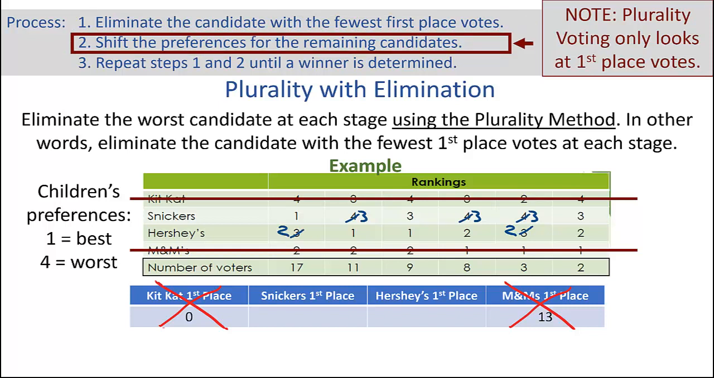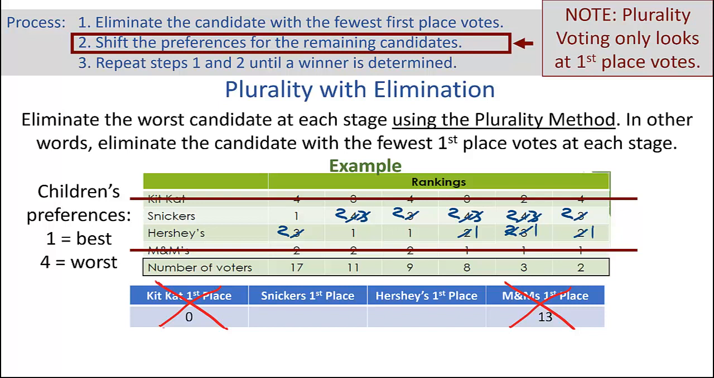So if you look through there, in the first column, that 3 becomes a 2. In the second column, that 3 becomes a 2. Then in the third column, that 3 becomes a 2. In the next column, the 2 becomes the 1, and the 3 becomes a 2. And then in the next to last column, the 2 becomes a 1, and the 3 becomes a 2. And in the last column, the 2 becomes a 1, and the 3 becomes a 2. Remember, all you can number now with 2 candidates left are the numbers 1 and 2. So the lowest number becomes a 1, and the highest number becomes a 2. Okay, now we've got our preferences shifted again.